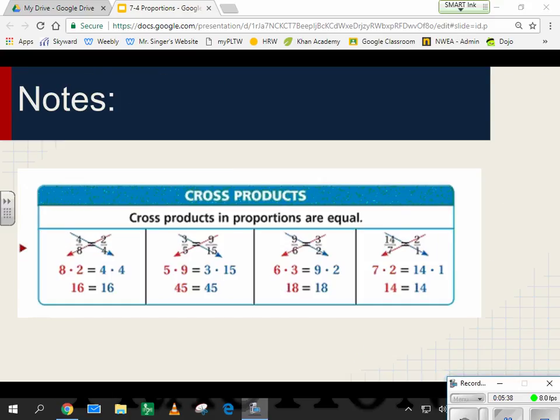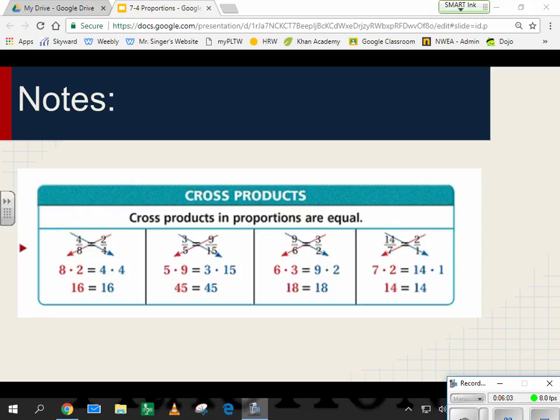Now there's something new I want to explain to you here, and that's one way you can always tell if something is equal. Now we've done a lot of work with equations. This is a different way that we can use equations to solve problems. So here I have 4 different scenarios where I have equivalent ratios or proportions. I have 4 to 8 equals 2 to 4, 3 to 5 equals 9 to 15, and so on.